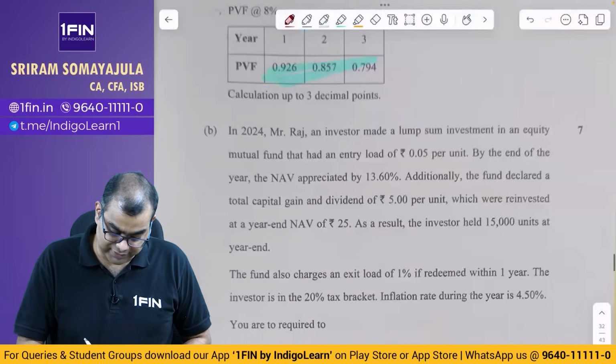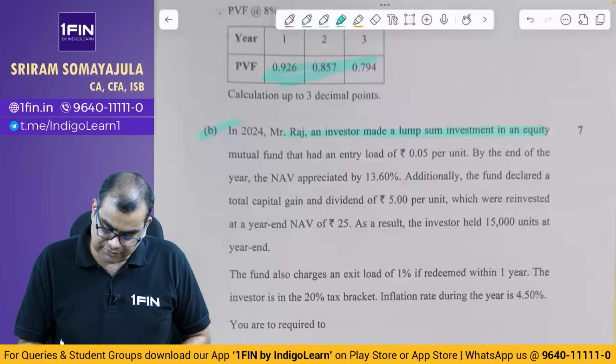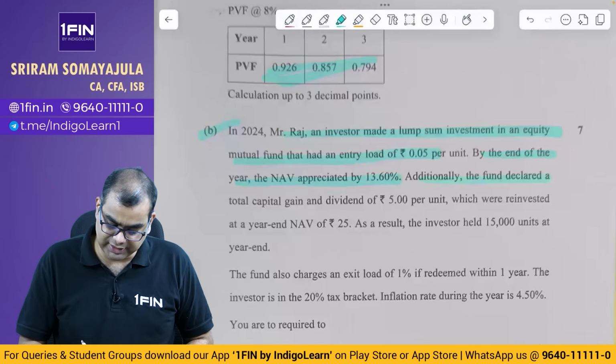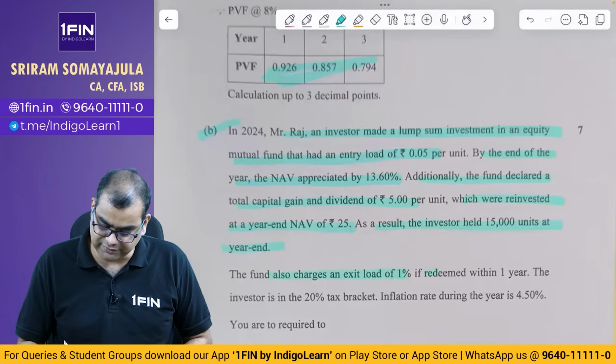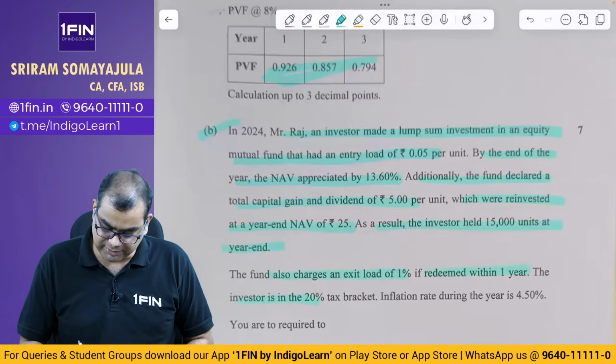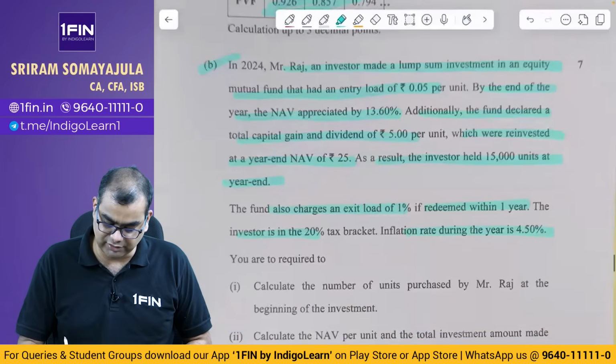Next, 5B. Raj, an investor, made a lump sum investment in an equity mutual fund at an entry load of 0.05. By the end of the year, NAV appreciated by 13.6. Additionally, the fund declared a total capital gain dividend of 5 per unit, which was reinvested at a year-end NAV of 25. As a result, the investor held 15,000 units at the year-end. The fund also charges an exit load of 1% if redeemed within 1 year, and the investor is in the 20% tax bracket. Inflation is 4.5. You're required to calculate.